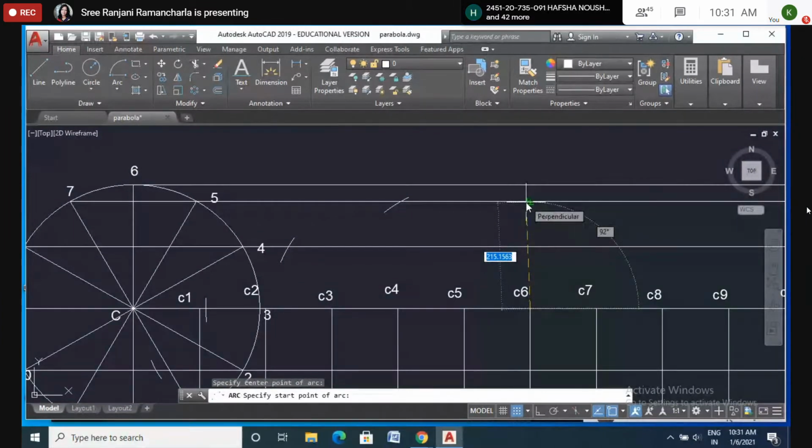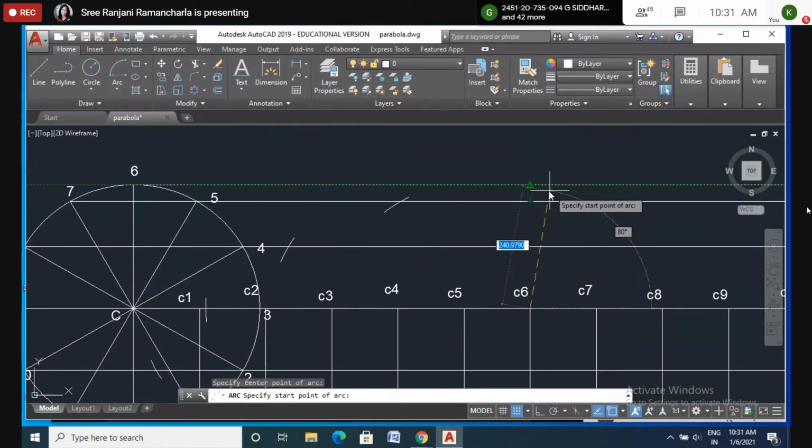So for C6, automatically the point will come here only, because this radius is 2.4, 2.5, right? So automatically it comes here only. No change. Let's see. So if I draw the curve, yes, switch on the camera. I want to draw the curve.